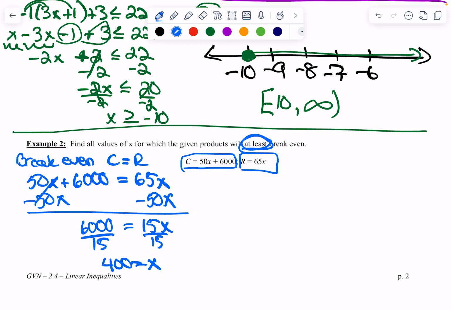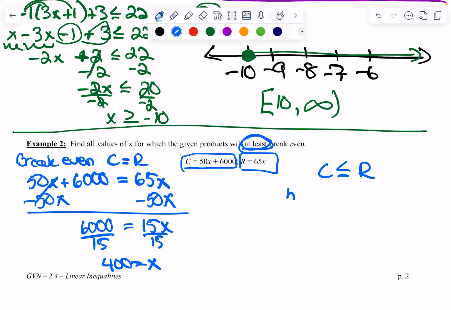So what does that mean? That means that we want at least, so that the cost and the revenue are equal. Here's the thing though, at least meaning that the cost is either less than or equal to the revenue. So we just did the calculation.